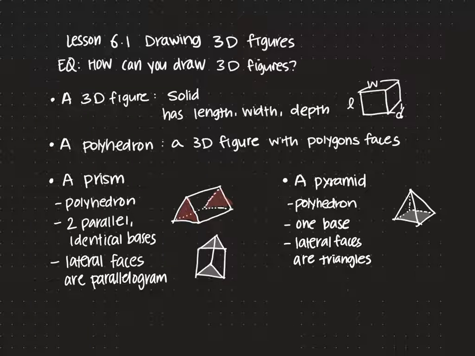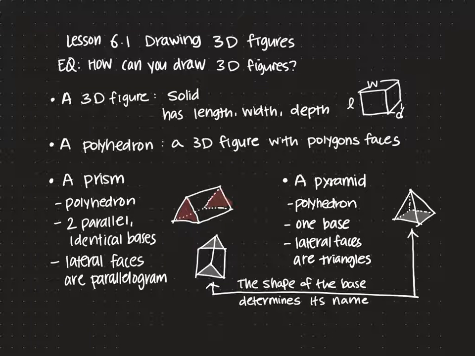So just like the prisms, the name of the pyramid is going to be determined by the shape of your base. So for the left one, we have a triangular prism, and for the right one, we have a rectangular pyramid.